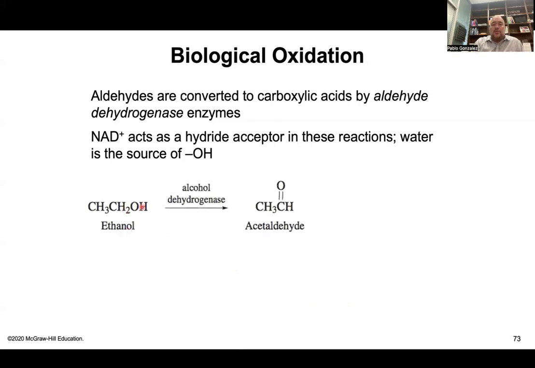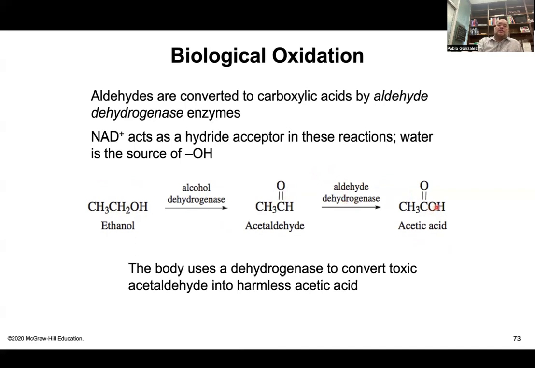So ethanol, in the presence of alcohol dehydrogenase, is going to be oxidized, and we're going to have here the aldehyde. But this acetaldehyde is pretty dangerous, so our body oxidizes this to the corresponding carboxylic acid, which is acetic acid. So alcohol dehydrogenase produces the acetaldehyde, and then aldehyde dehydrogenase produces the acetic acid. The body uses a dehydrogenase to convert toxic acetaldehyde into harmless acetic acid.